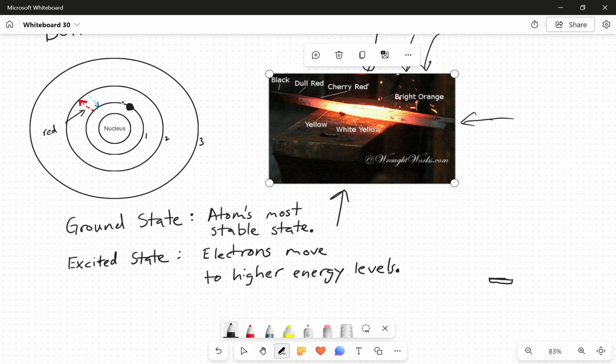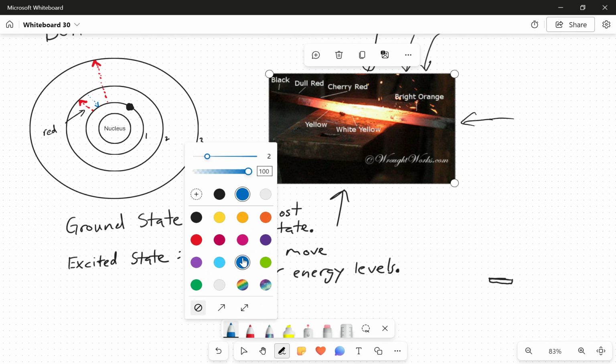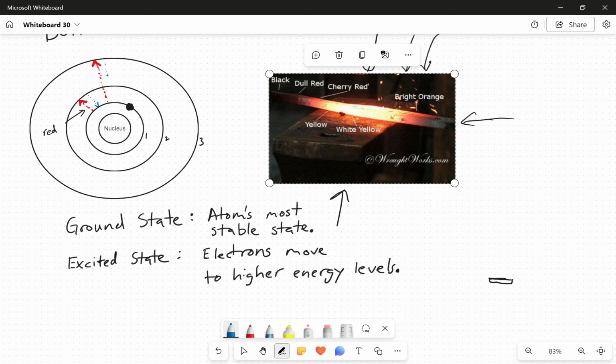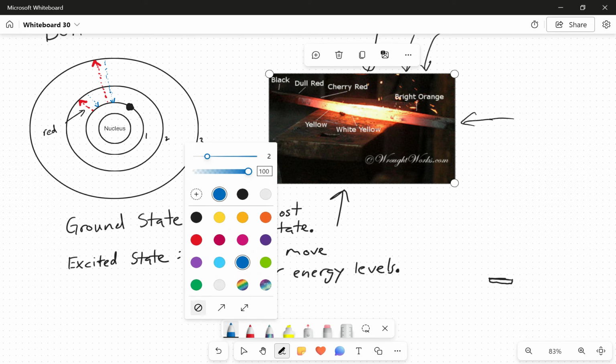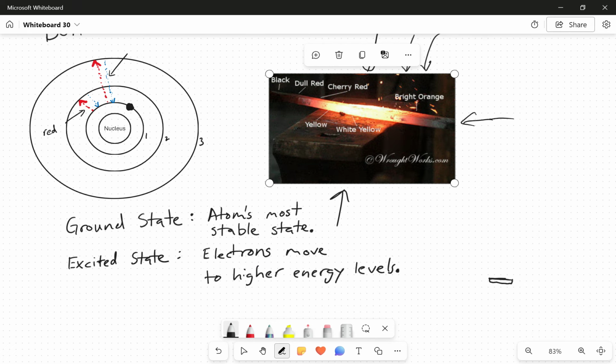That electron could also jump up to energy level 3. It could go from 1 to 3. And then that same electron could fall back down from 3 to 1. Now that's a bigger jump, so it's going to take more energy. So let's say that this is blue. We're just making up colors right now.